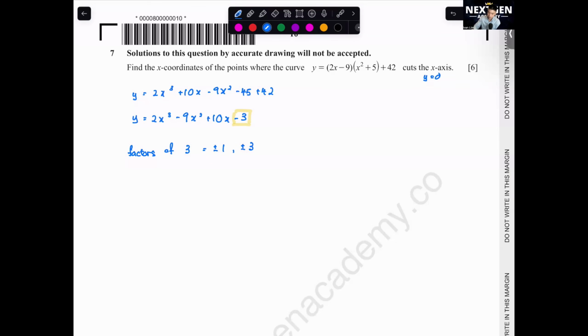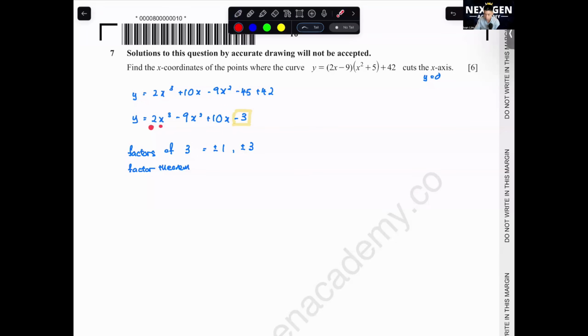Then we're going to use factor theorem. Factor theorem: when you sub in the x, the value should be equal to 0. You have to do a trial and error. What I will normally do is start with 1 first. 1 is the easiest value. You can also do a mental calculation here.